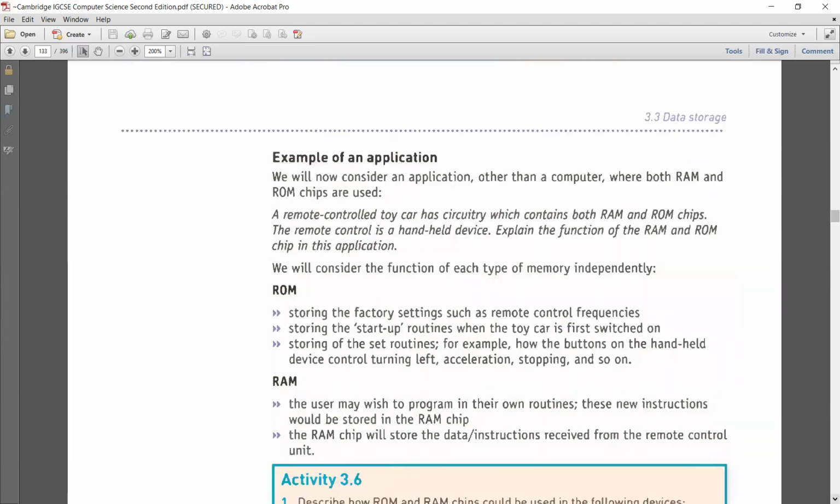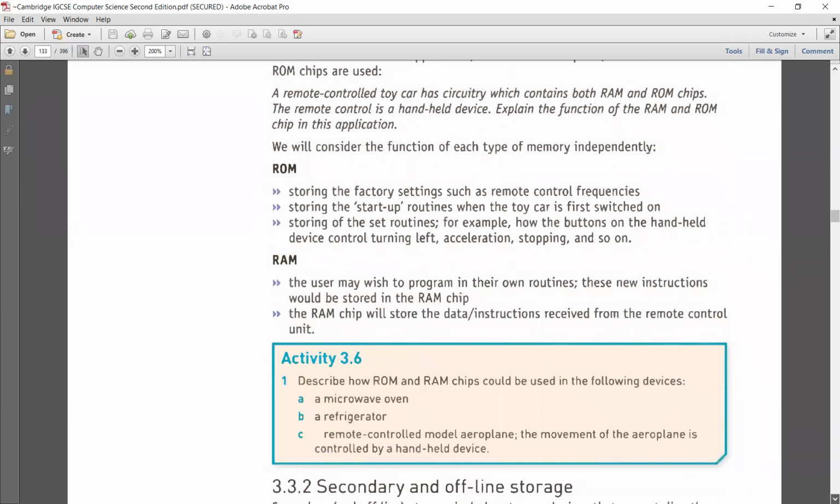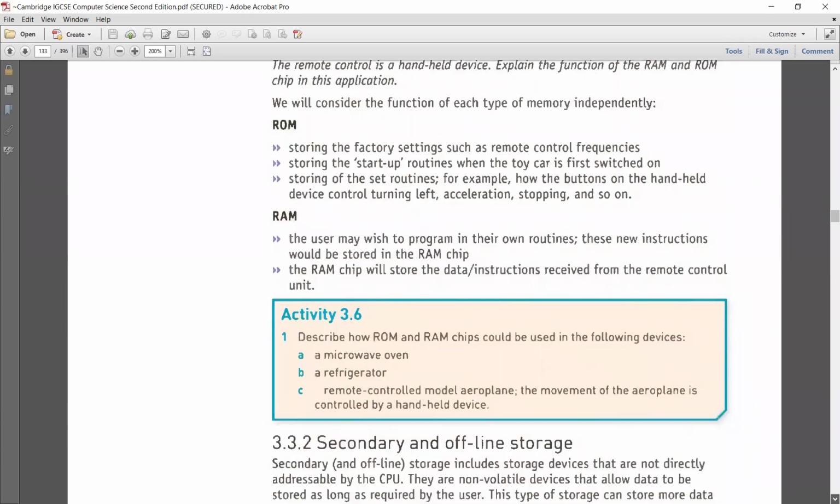Application of ROM and RAM. Just remember, very simple thing: whatever the factory settings are, they are always stored in ROM, no matter what the device is. And similarly, whatever the user is setting, whatever the user is programming, is written in RAM. So the simple thing to remember is what RAM is holding and what ROM is holding. Similarly, the same is applicable here.